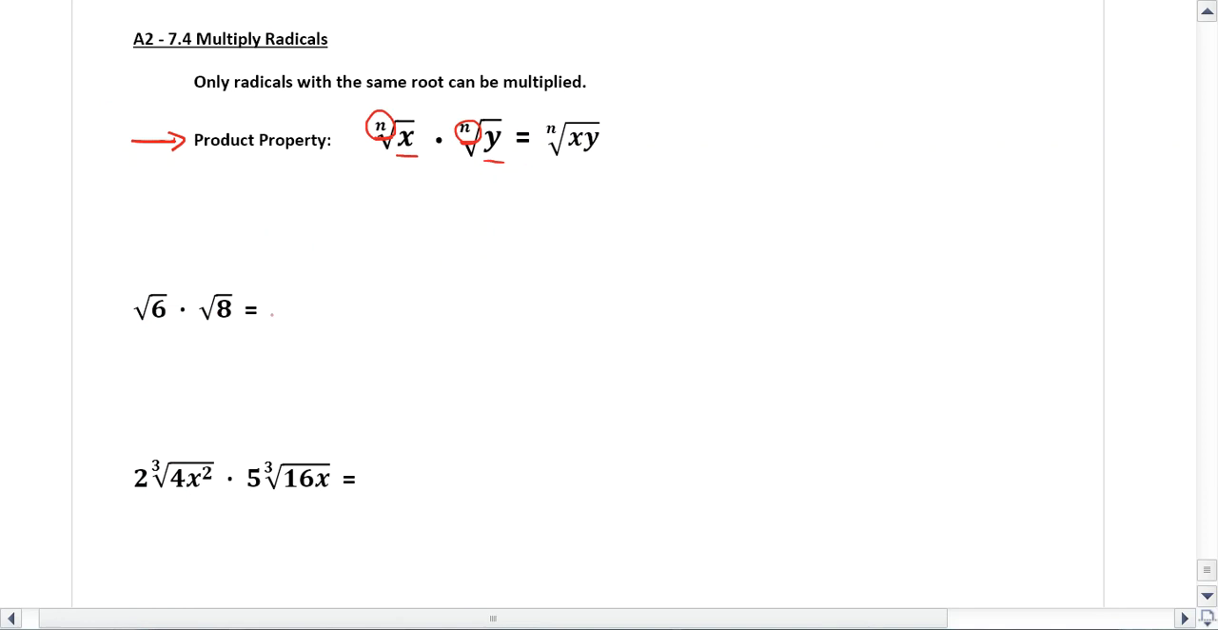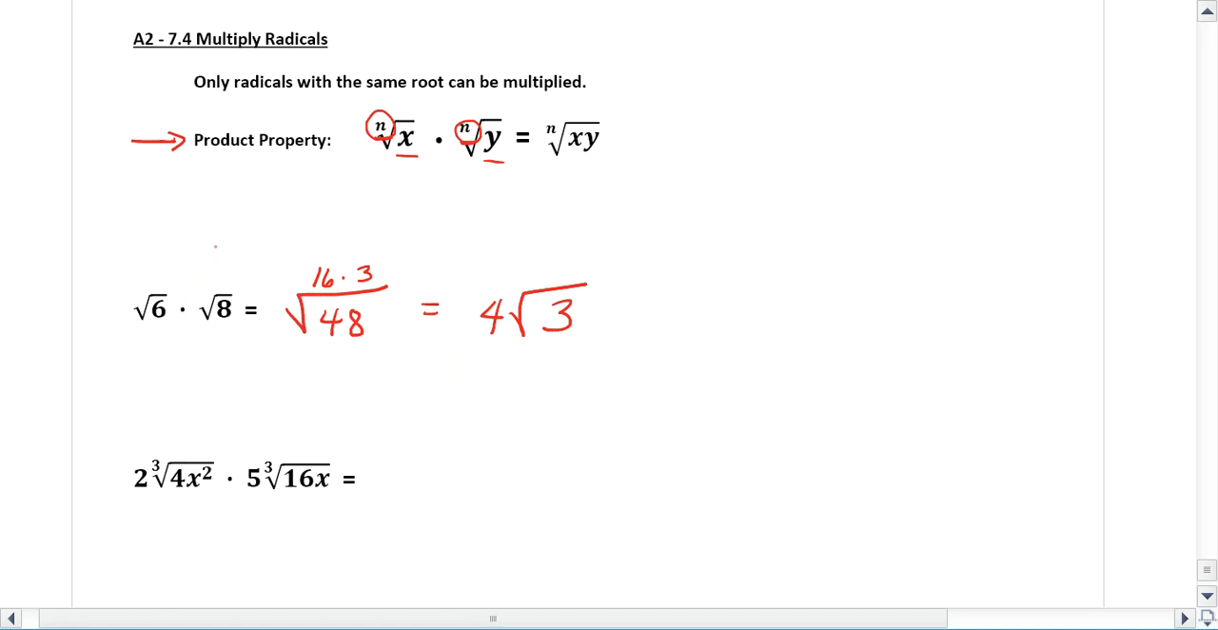Square root 6 times square root 8 is square root 48. And of course, just like anything else, you have to simplify, reduce. 48 we know is 16 times 3, so this becomes 4 square root 3. Now, there is an alternative here, an option.